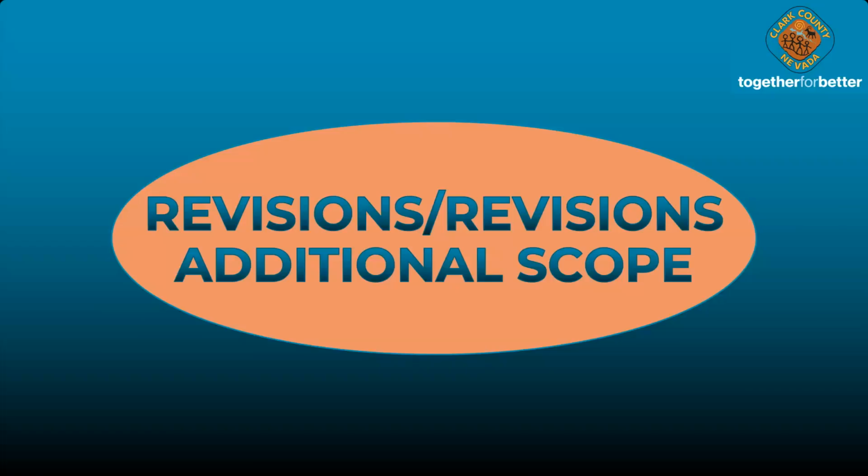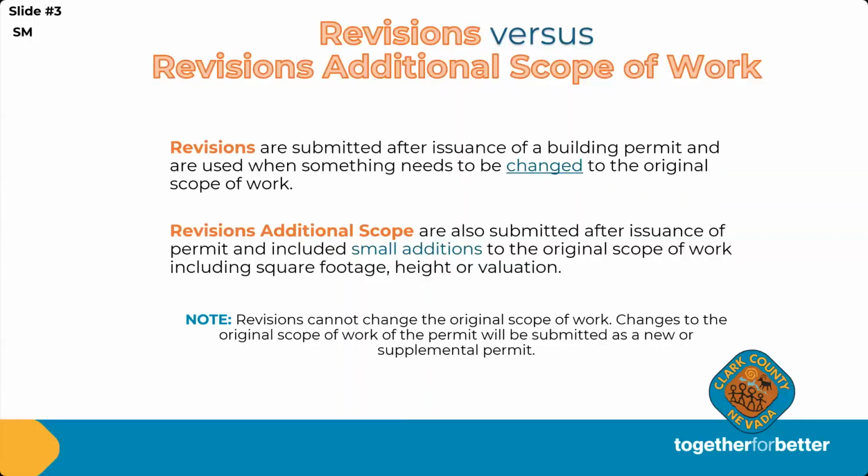So with that, let's go ahead and get started. Revisions versus revisions additional scope of work. What's the difference, right? So revisions are submitted after the issuance of a building permit and they are submitted when you need to make a change to the original scope of work. Maybe a change to a window type, wall type, various types of changes that could apply to the scope of your building permit. Then we have revisions additional scope of work.